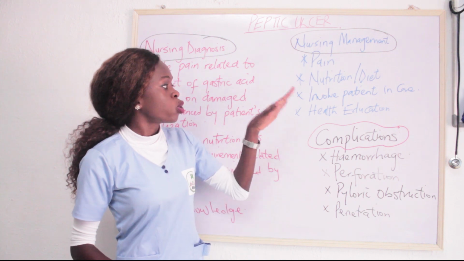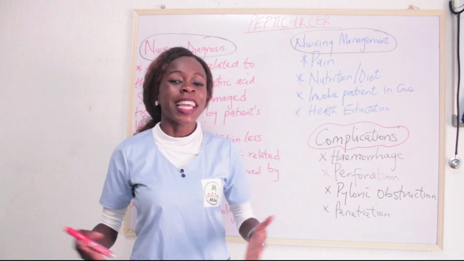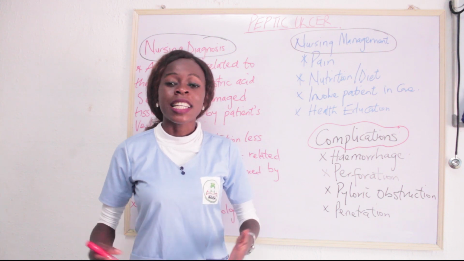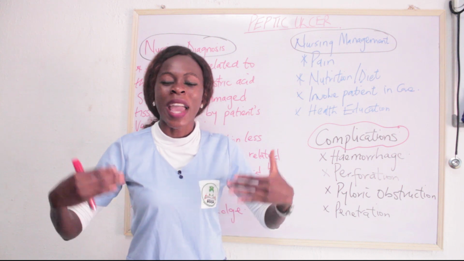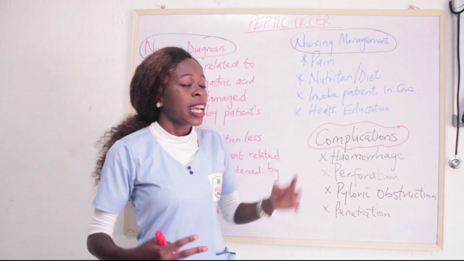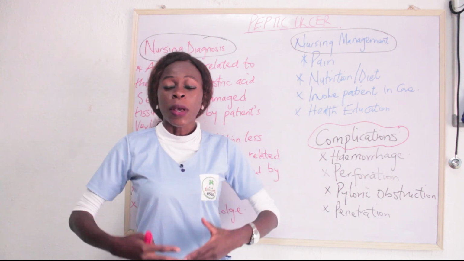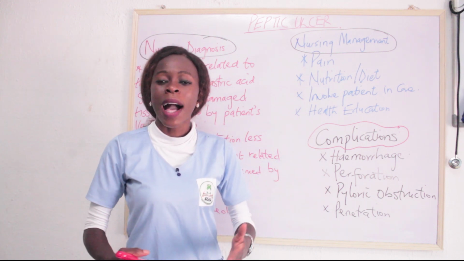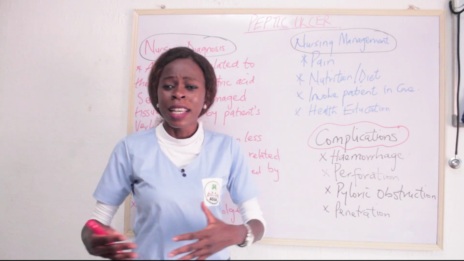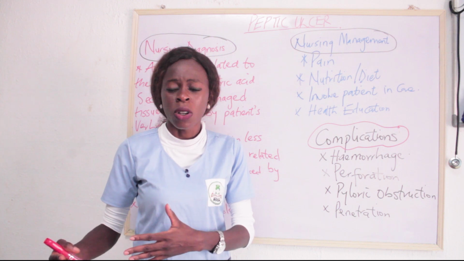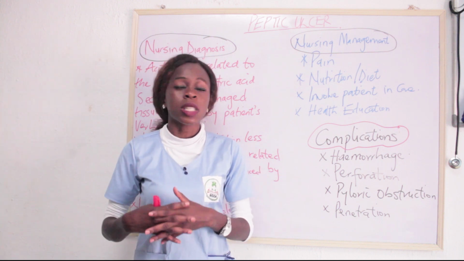Then also nutrition and diet. For peptic ulcer, there is a change in diet. This patient has to start taking a bland diet and stop taking diet that will aggravate the pain. That is why you have to involve the patient in the care, because the patient is going to tell you that after taking this, I feel severe pain. After this, I have severe pain. This aggravates my pain. So there is going to be a change in diet for a peptic ulcer patient.